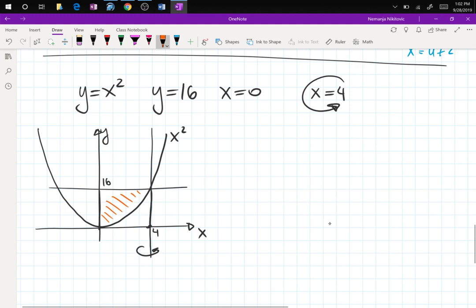And this is also shell, it's not disk. They have you put it in both methods. So it would be washer method, I guess? Yes. But because it's a y rotation, it's going to be dy.